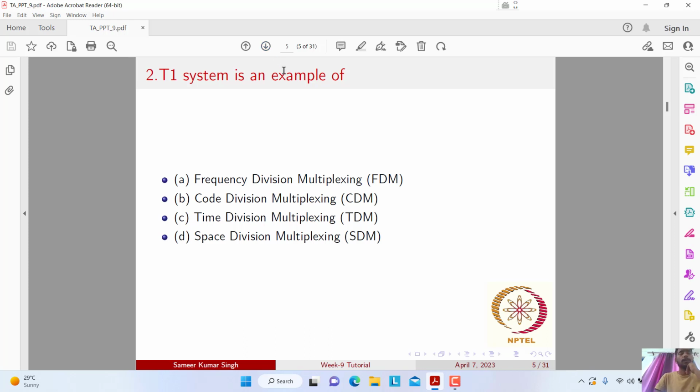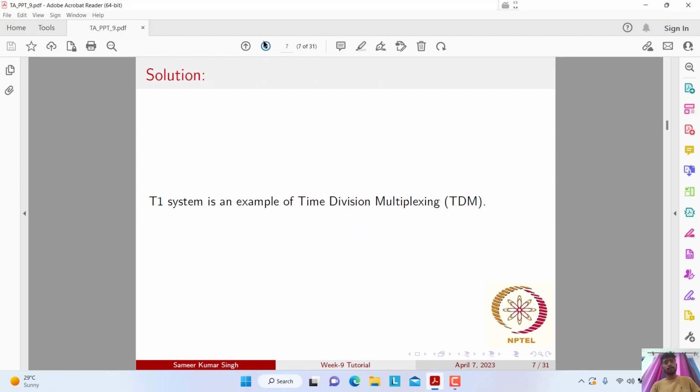So now we will go for the answer. The T1 system is an example of TDM, that is known as time division multiplexing. The answer will be part C. That is the solution, or we can say the explanation: the T1 system is an example of time division multiplexing.